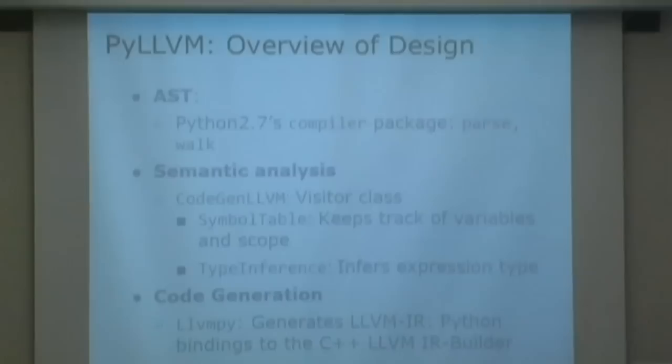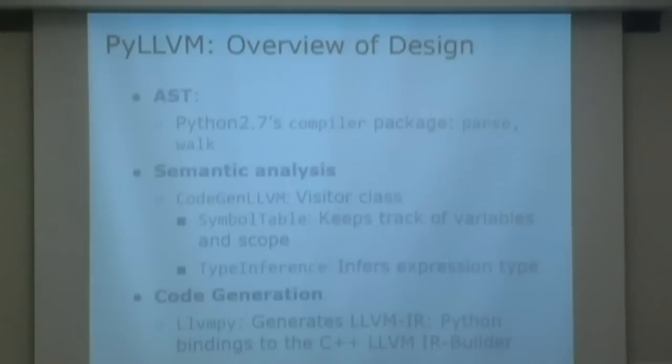So this is an overview of the design. For the compiler experts out there, there is nothing out of the ordinary. But in order to compile code, you need to take a couple of steps. The first one is parsing and generating an AST, which stands for abstract syntax tree. This, luckily, is handled by Python's compiler package. Any sort of syntactic errors would be caught in this step. Next up is semantic analysis and code generation, which are handled by the CodeGen LLVM visitor class. I'm not going to talk about how the visitor class works, but the basic idea is that it traverses the tree and calls a different function for every one of the nodes. And then code generation itself is handled by LLVM-Py.